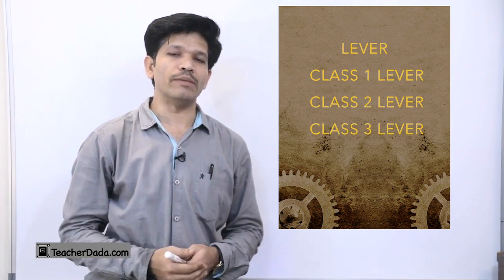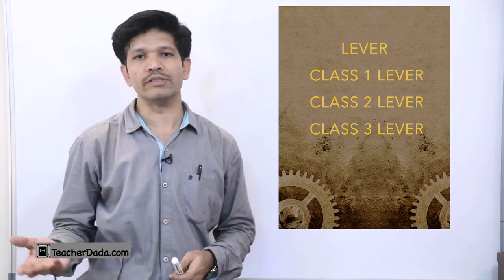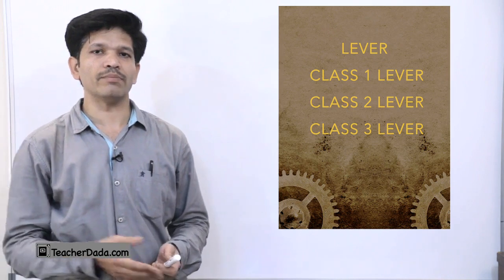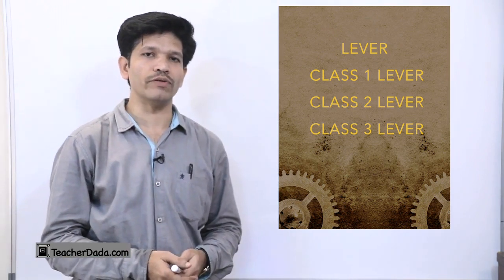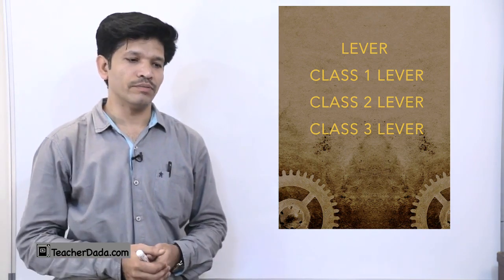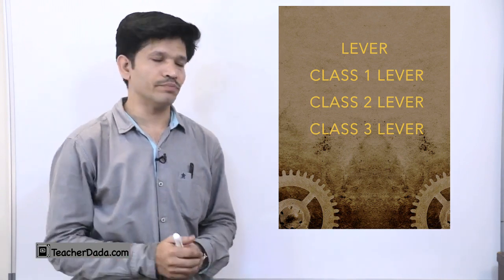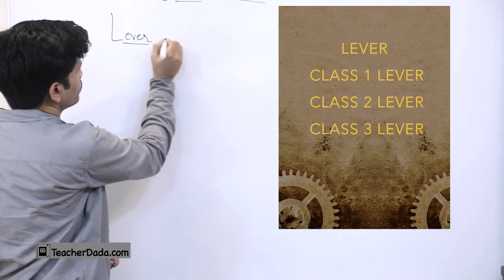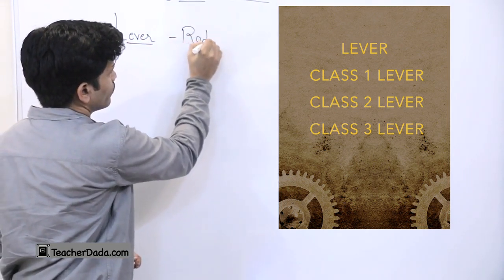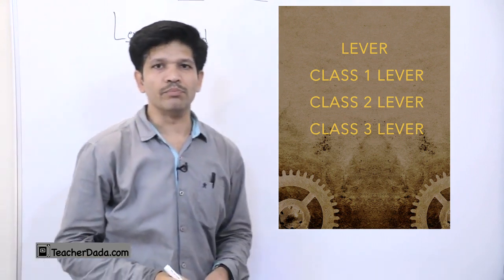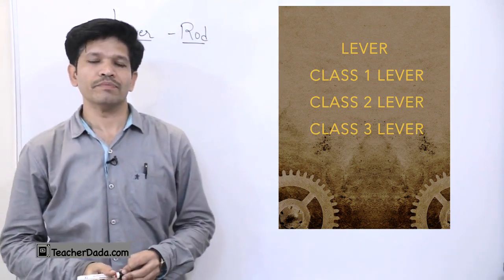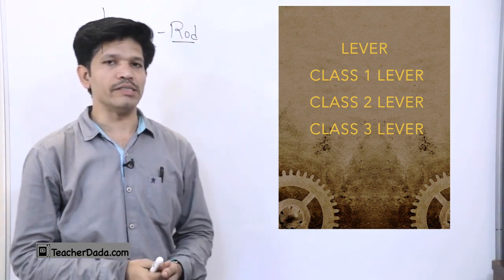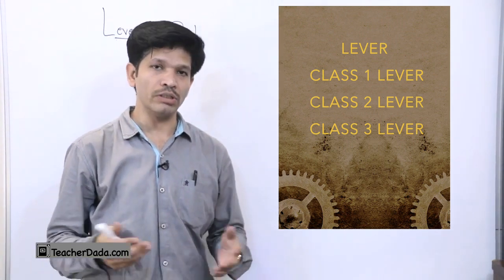Now there are two different types of machines: the first is the inclined plane and the second is the lever. The inclined plane has two parts, that is screw and wedge, and the lever is just a simple rod. Lever is a rod. It is a very simple device. So there are two types, as I said: one is the inclined plane and one is the lever. But in the ICSE syllabus, we are going to study only the lever.